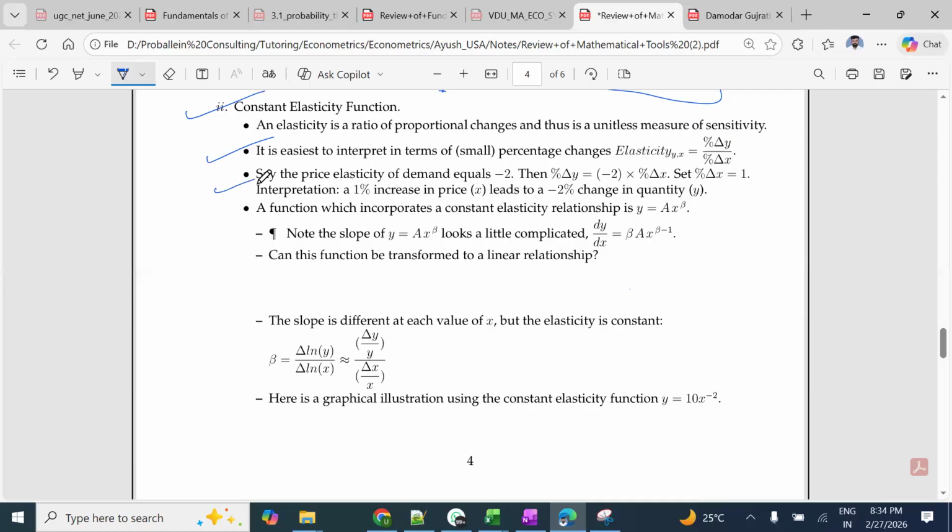Madam, is it clear? Yes, sir, clear. Chinmay? Yes, sir. Sangeeta? Again, sir. Okay.